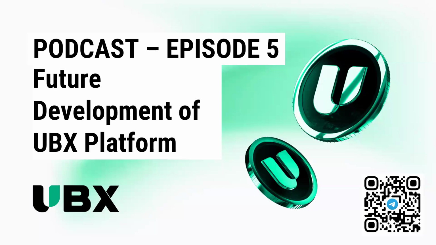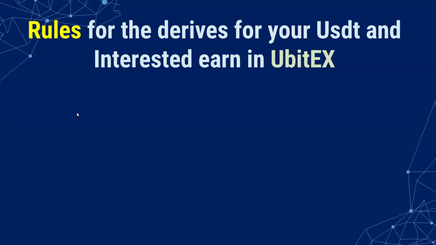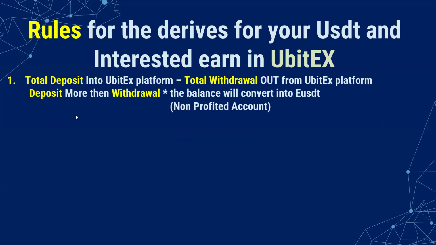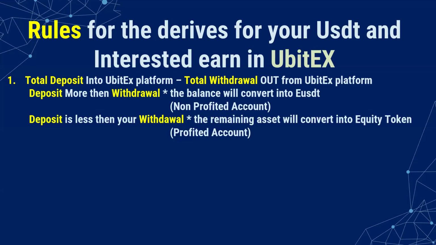So after you revise our rules, you can calculate the amount that goes to EUSDD or equity token. The first rule is always the total deposit amount minus your total withdrawal amount, for each wallet.